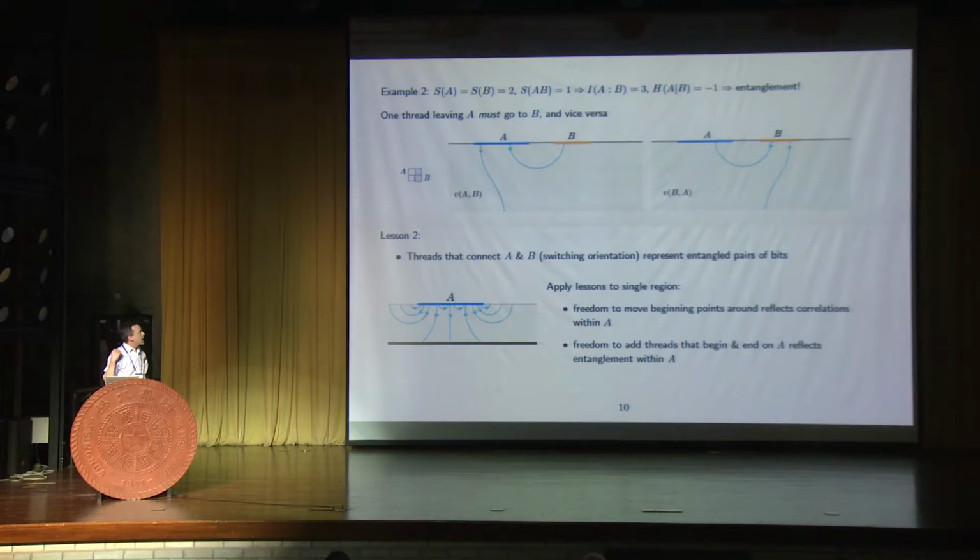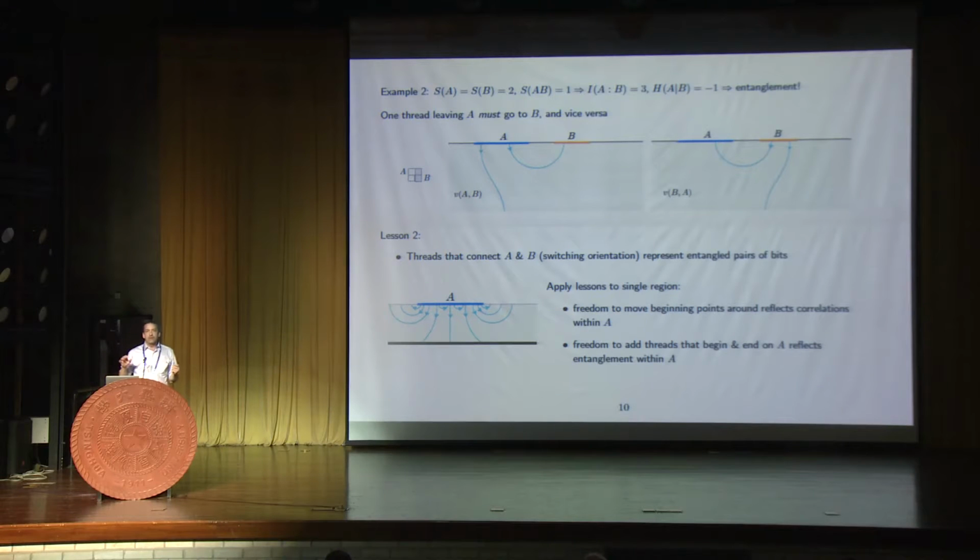But it is a bit of A, and it is a bit of B. By the way, these are qubits. I'm just not bothering with the Q part. So from this lesson, we learned that a thread that connects A to B, switching orientation depending on which one you're maximizing, represents an entangled pair of qubits.